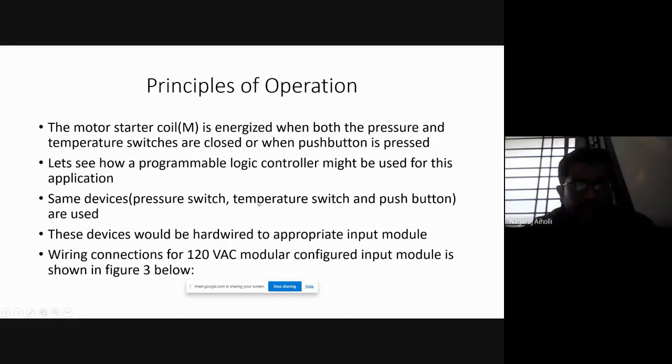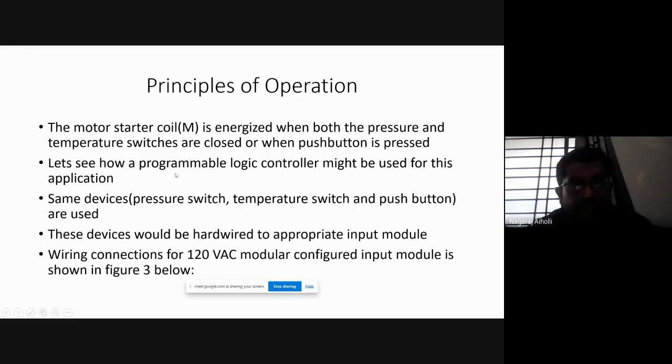That's what I told. The motor starter coil is energized when the first condition is met: when the pressure and temperature switches are closed. That is the first condition. They are in series, or when the push button is pressed. When the push button is pressed, that time also the motor will operate, but it is manual. If the pressure and temperature switches are getting closed, that is automatic operation of the motor.